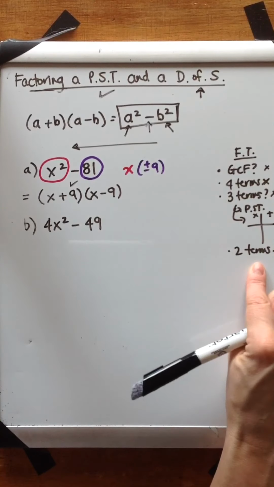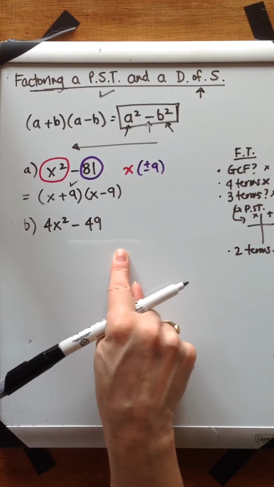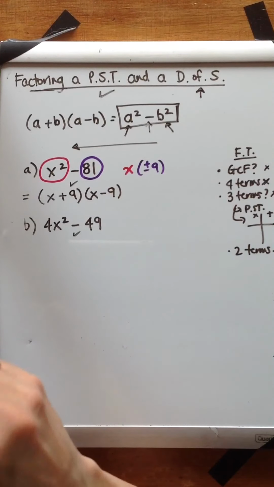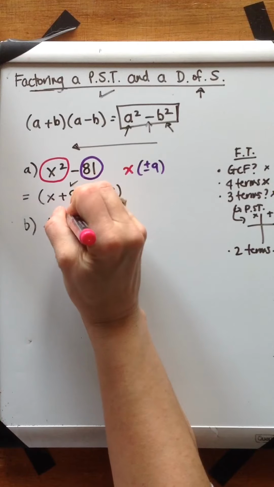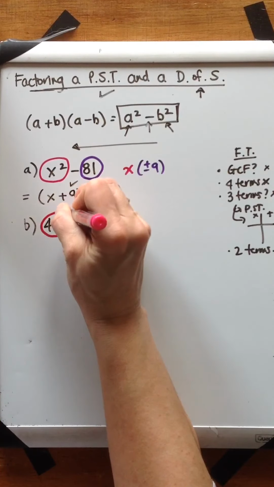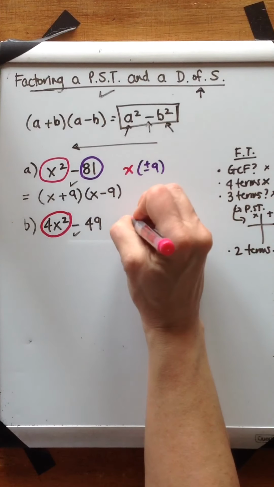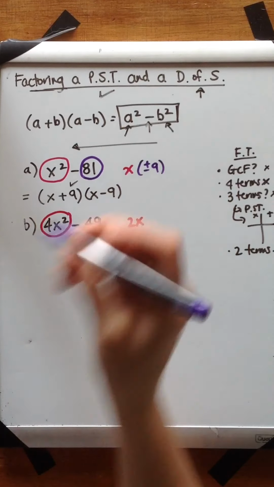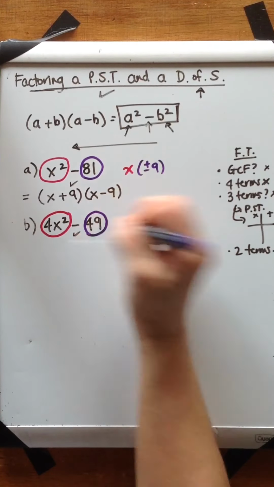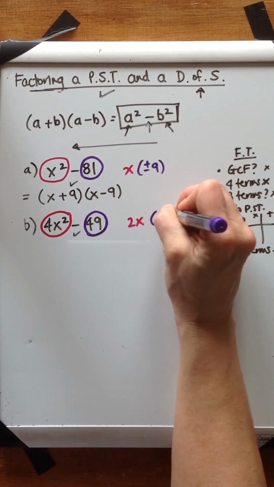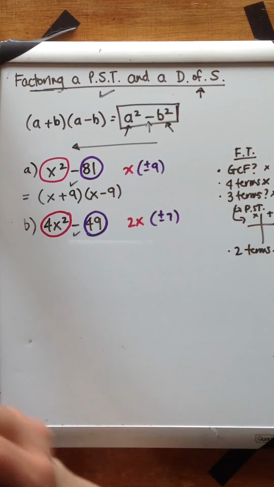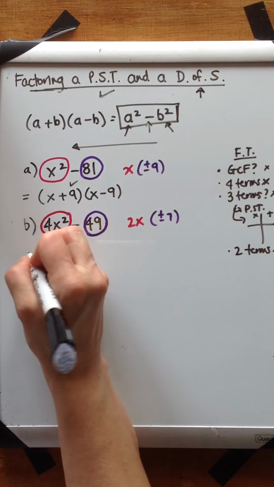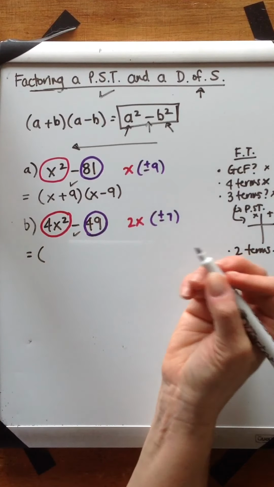Let's see if this is a difference of squares. I see the difference, so again, let's apply this 3-point test. Difference being the first point. Does 4x squared have a square root? Yes, its square root is 2x. Does 49 have a square root? Yes, its square root is plus or minus 7. So, once I've identified what those square roots are of the first and last terms, I can go straight to the factored answer.